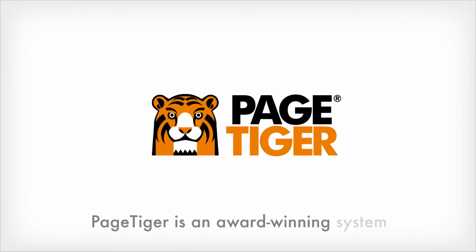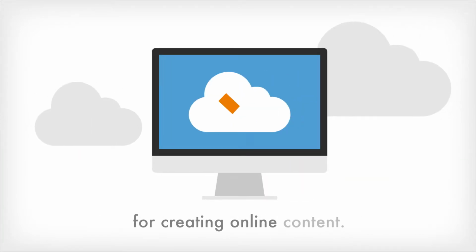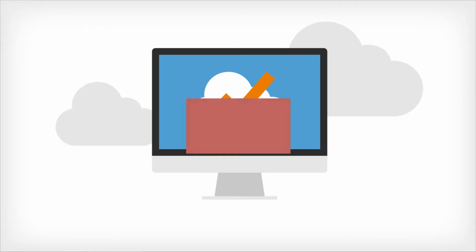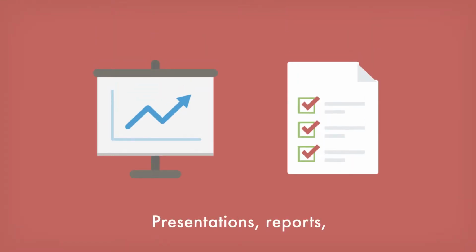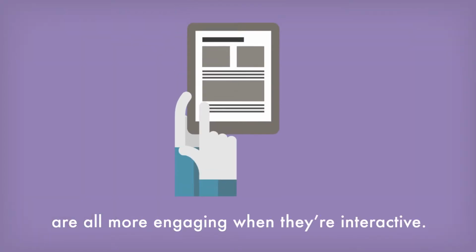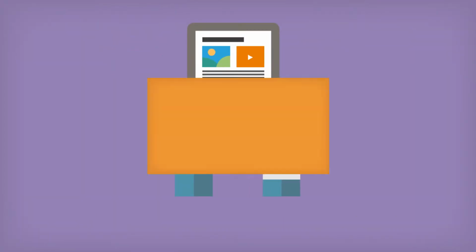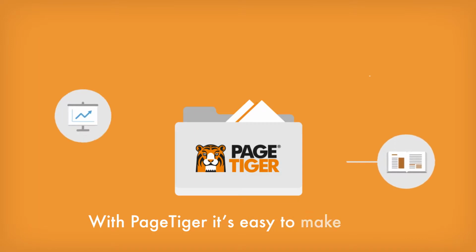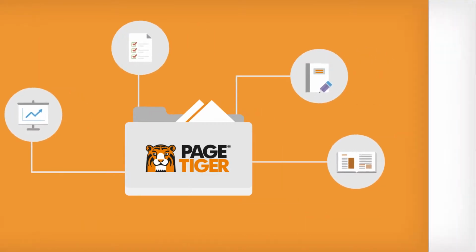PageTiger is an award-winning system for creating online content. Presentations, reports, handbooks and magazines are all more engaging when they're interactive. With PageTiger, it's easy to make every document interactive.